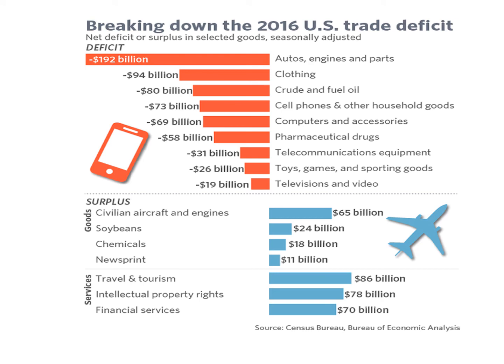This is the Wall Street Journal breakdown of the 2016 U.S. trade deficit. This is really a telling story because it spells out for us what particular goods are adding to the trade deficit and which particular goods are pushing the ball in the other direction, trade surplus, and then services down bottom. So let's talk about goods first. $192 billion worth of auto engines and parts as far as our deficit. $94 billion in clothing, crude and fuel oil another $80 billion, $73 billion in cell phones.